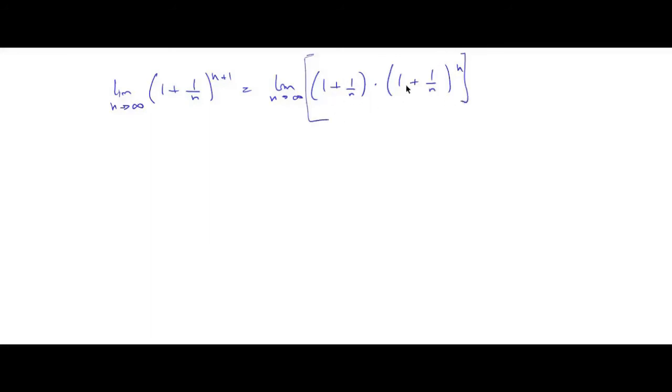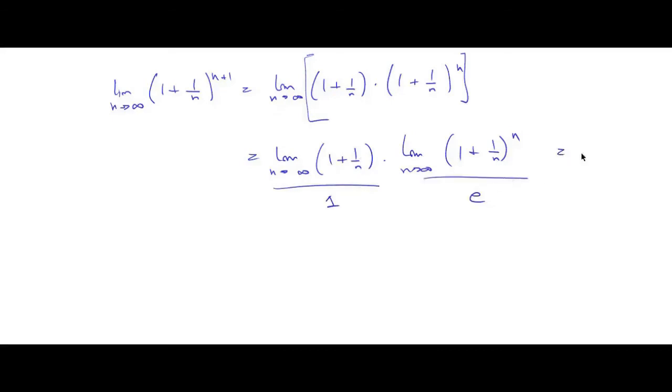The limit when n goes to infinity of (1 + 1/n) to the 2n + 1. This is just the same as the limit of (1 + 1/n) times (1 + 1/n)^n, right? So this is the brackets. Now these two sequences are convergent, so this is just the limit of the first times the limit of the second. The limit of 1 + 1/n is just 1, and this limit is e, so this is e, just like before.